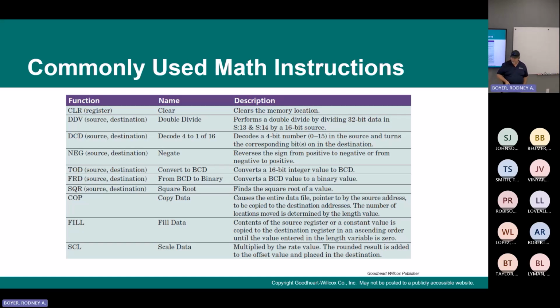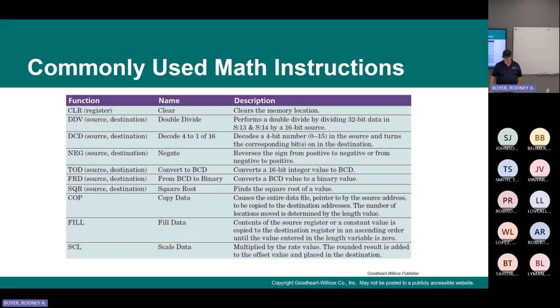Fill: the contents of a source register or a constant value is copied into the destination in ascending order until the value entered in the length variable is 0. So if you say fill data N7:0 and you give it a length of 3, it copies into 0, 1, and 2 and then stops.